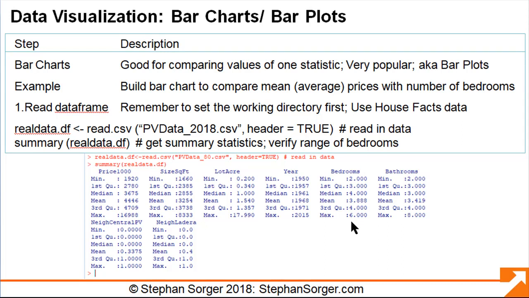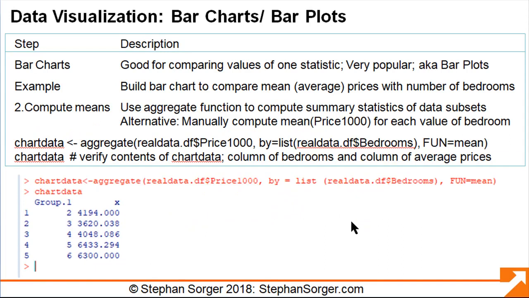In this case, we want to build a bar chart to compare the mean or average prices with the number of bedrooms. To do so, we'll read in the house facts data, which includes data on price and bedrooms. We then ask R to print out the real data frame to verify it was read in correctly.